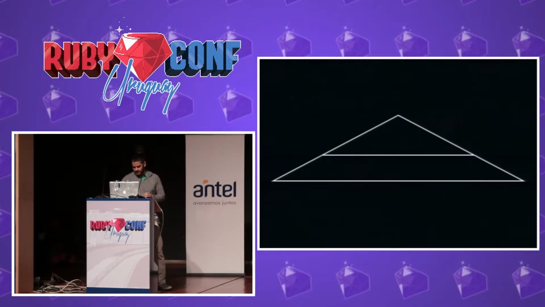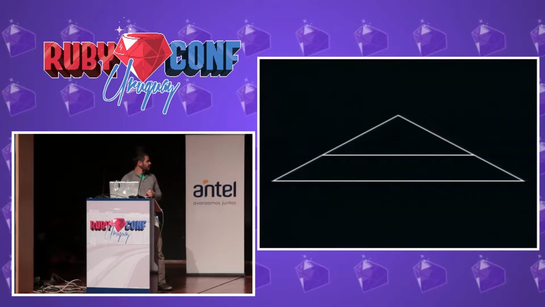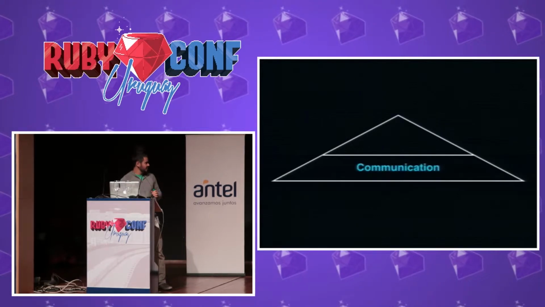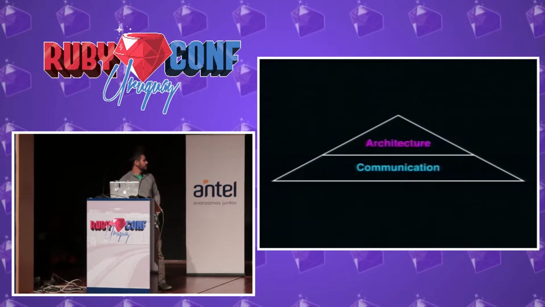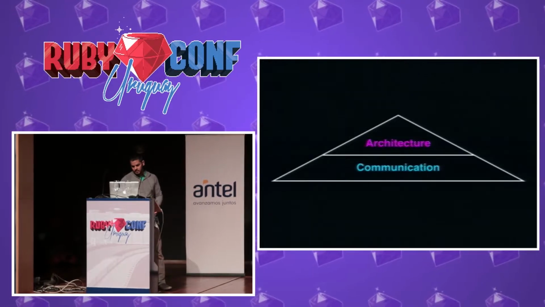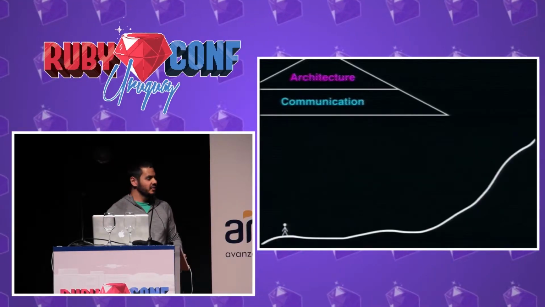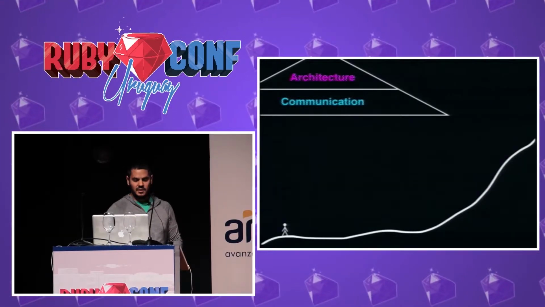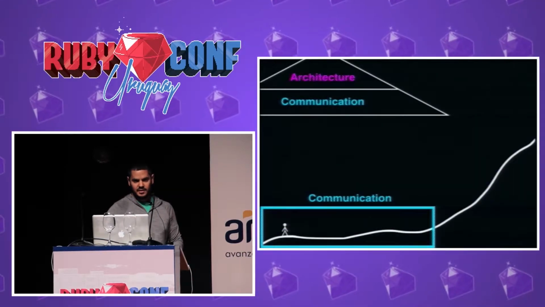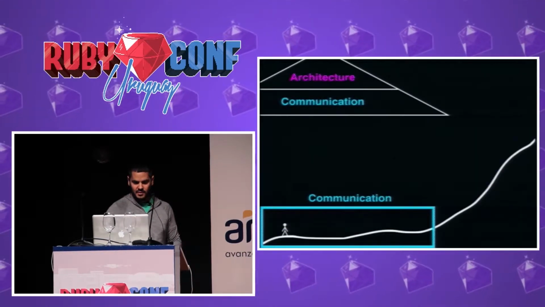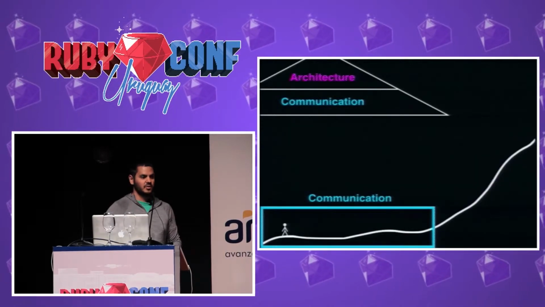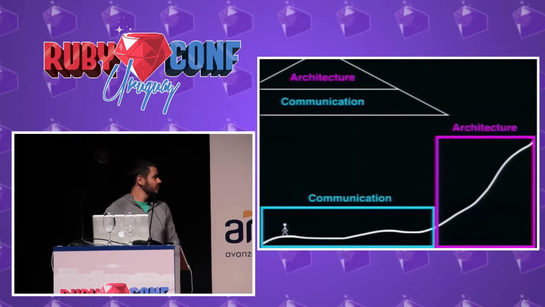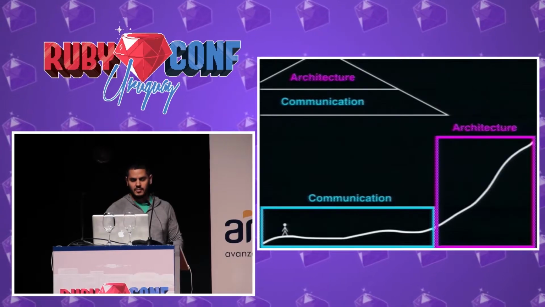So DDD is made up of two core concepts. You have communication and how the domain is communicated. On top of that, you have architecture. I like to use the analogy of climbing a mountain. So if you're climbing a mountain, the first easier part might be communication. It's fairly level. There's a little bit of gain, but you can get rolling very quickly. And the last part of climbing the mountain is doing the hard part, which is the architecture.